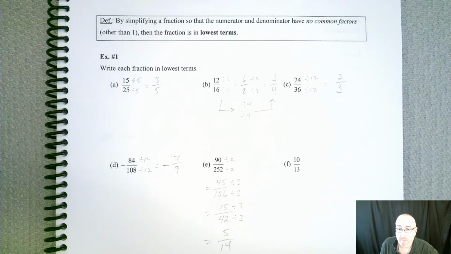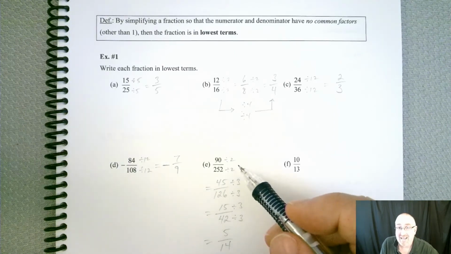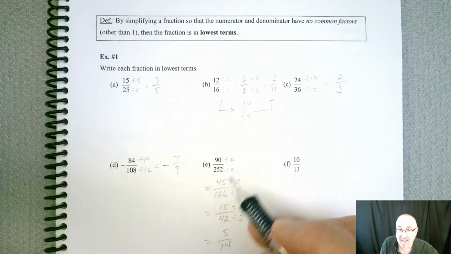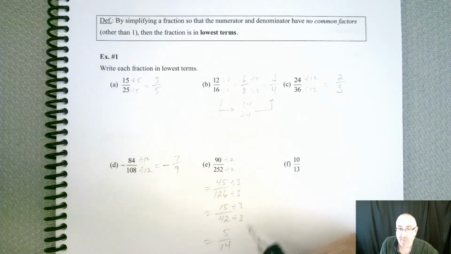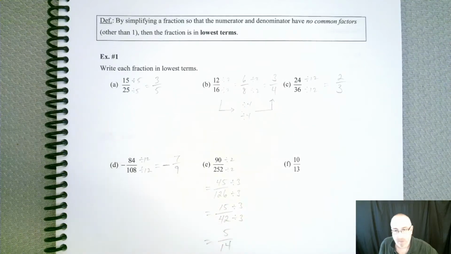5 over 14. Now, how do we want to do this in one step? Well, 3 times 3 is 9, times 2 is 18. We would have had to divide 18 out of the original fraction, and that would have got us to 5/14 in one step. So, but oh well.